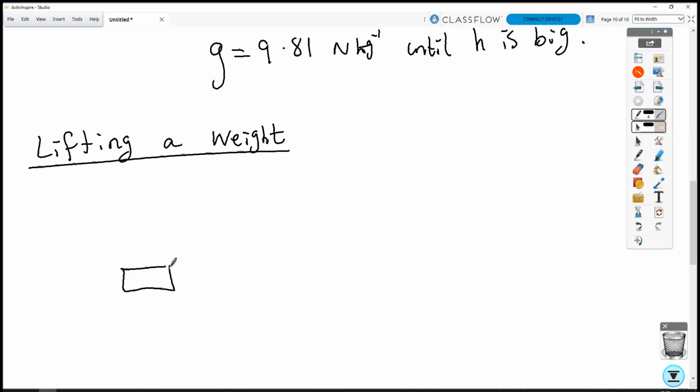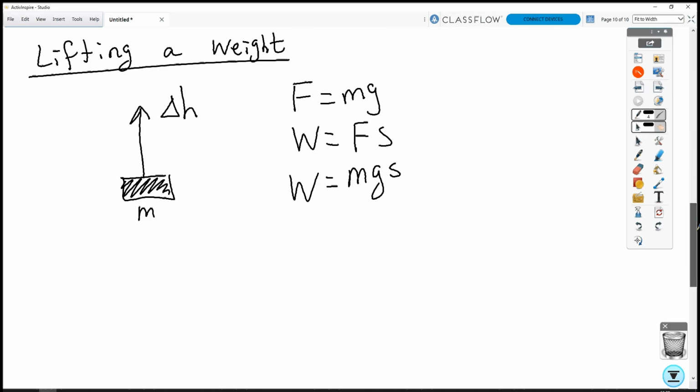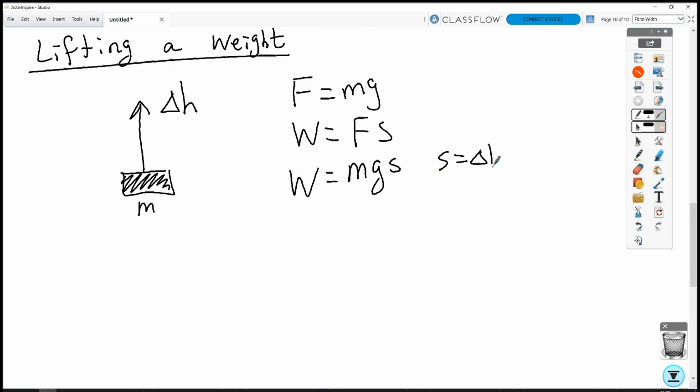So we start from the surface of the Earth. Here's some mass m. If we were to lift it up by some height, we'll call that delta h, we know that the force is equal to mg. And we know that the work done in lifting this up is equal to force times the parallel displacement. So to work out the work done, we sub the two in, which is mgs, but s is just the change in height. So s equals delta h. If we sub that in, we get mg delta h.